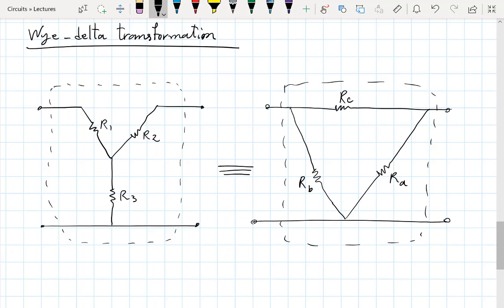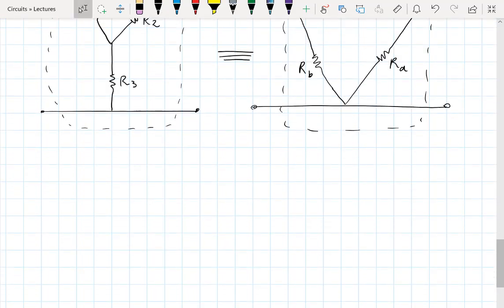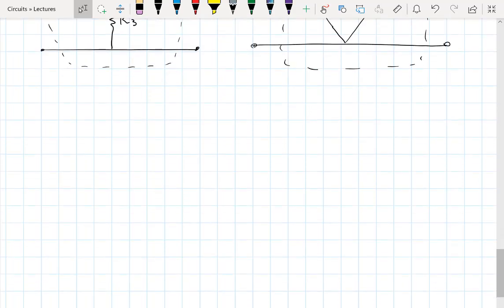You're saying these 2 circuits, when looked at from the outside, are equivalent as long as there's a relationship between these values of R1, R2, R3, and their delta equivalent RA, RB, RC. And let me write these down for you. You don't need to memorize this, by the way. There's a pattern that you would recognize, but you don't need to memorize it. You need to be able to apply it.